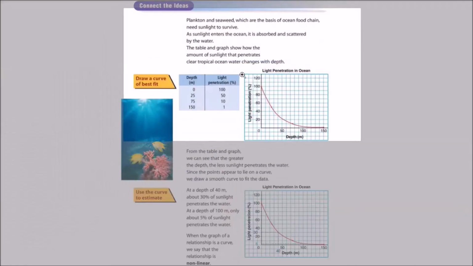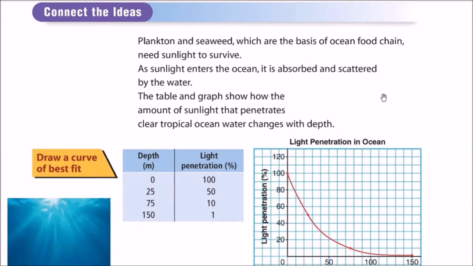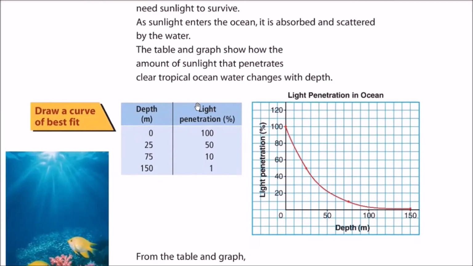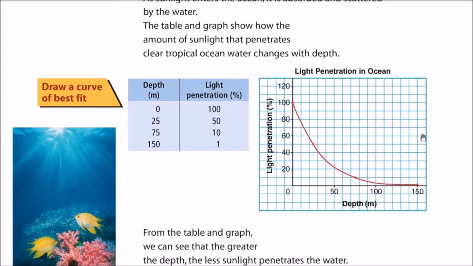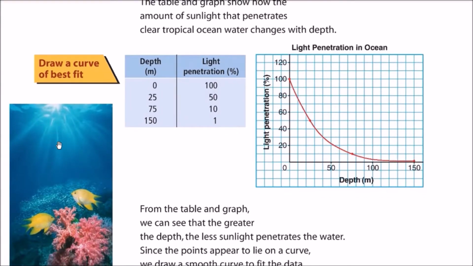Now we have plankton. Plankton and seaweed, which are the basis of the ocean food chain, need sunlight in order to survive. As sunlight enters the ocean, it is absorbed and scattered by the water. This table and graph show how the amount of sunlight that penetrates a clear tropical ocean changes with depth. If the depth is 0, the light is 100% penetrated. But if the depth is 150, the light penetration is only 1%.